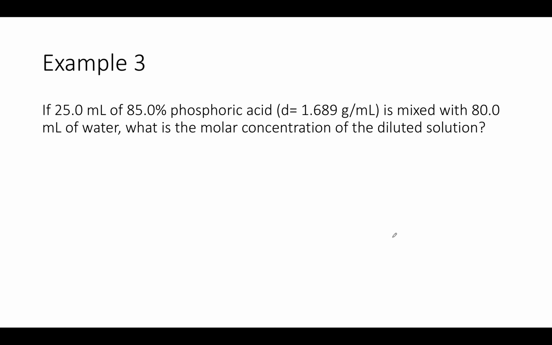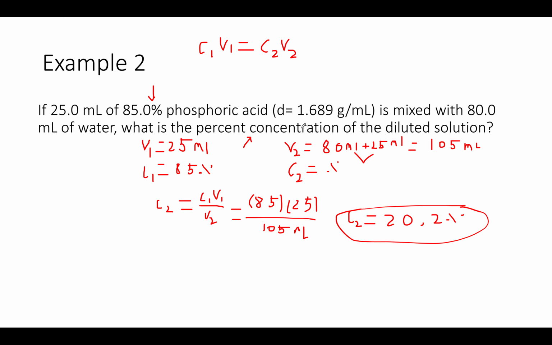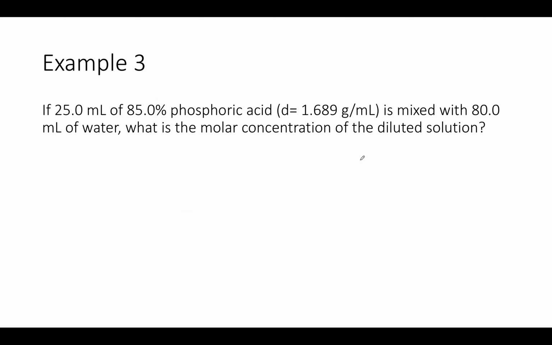Let's look at this question. It looks pretty similar, but it's different. If 25 mLs of the 85% phosphoric acid solution, and I'm giving you the density, I gave you the density both times, you didn't need it the second time, is mixed with 80 mLs of water, what's the molar concentration, M, of the diluted solution? Now we have a little bit of a problem. We're given a mass percent of the phosphoric acid, but we're looking for a molar concentration. So this is a very similar problem, except I need to get this mass percent into molarity in order to calculate the molarity of the concentrated solution.